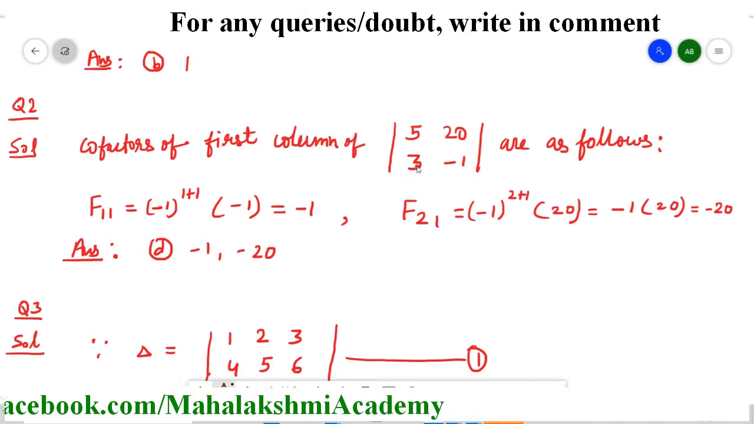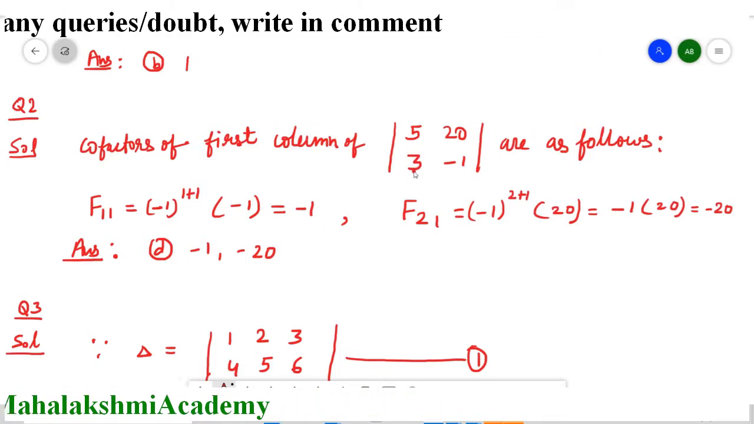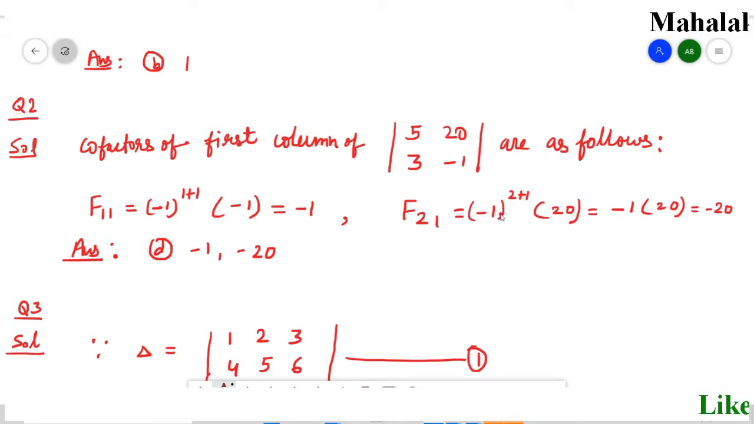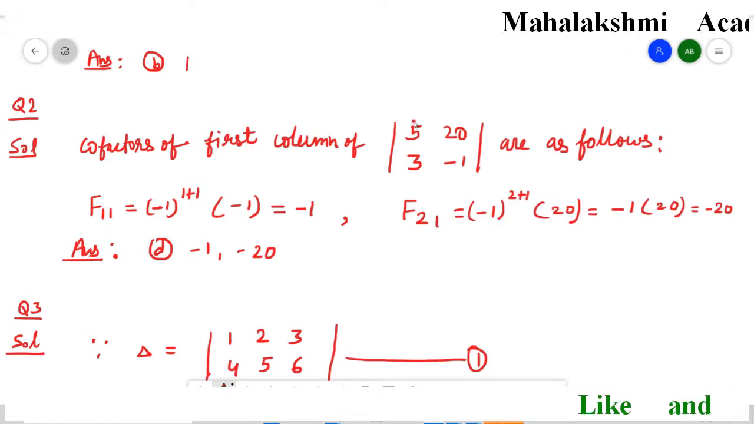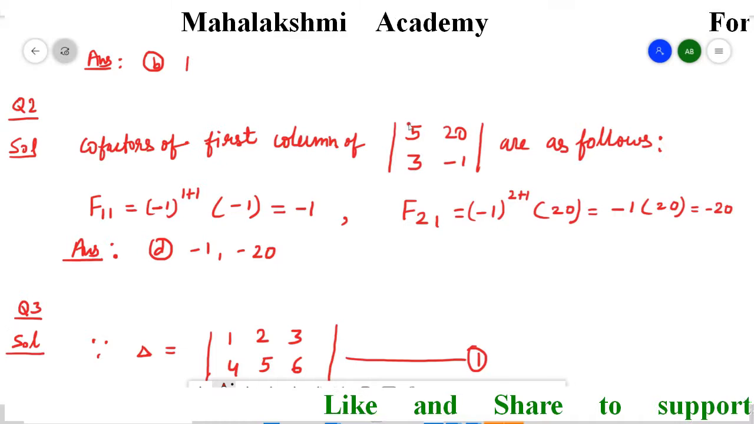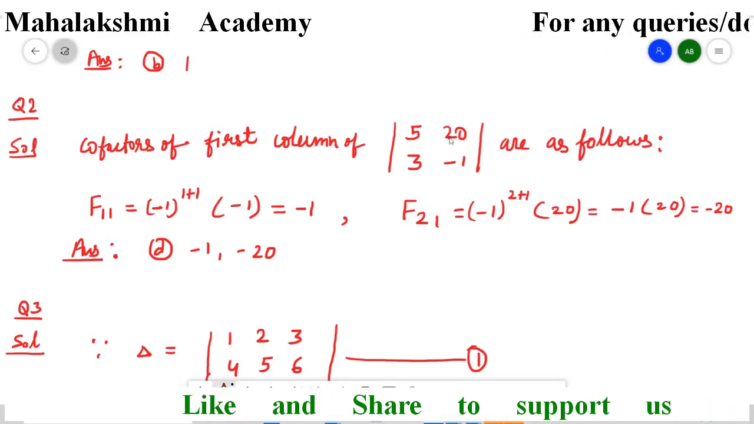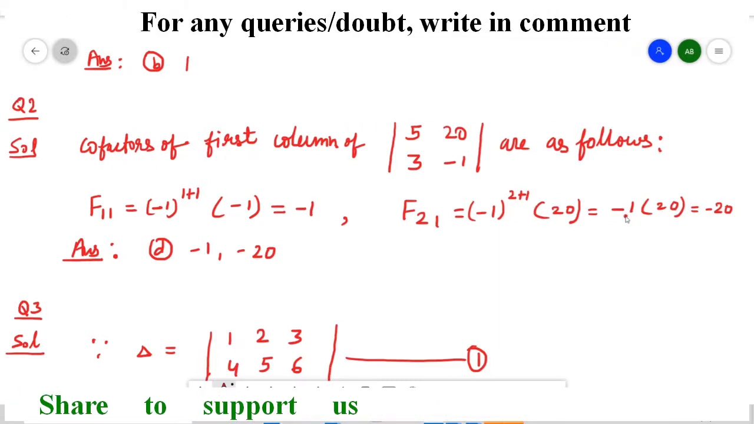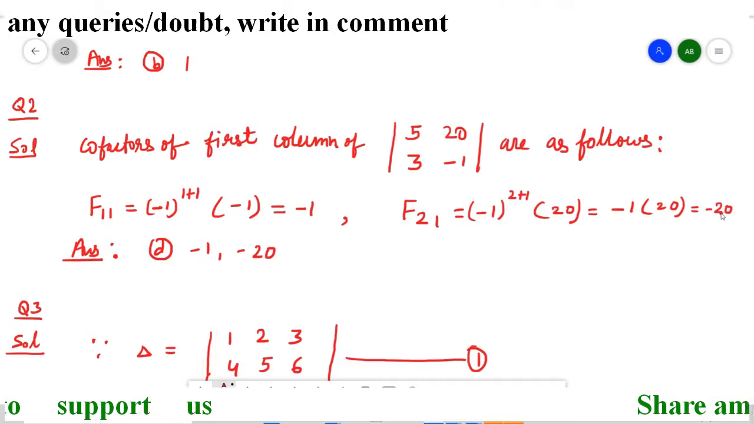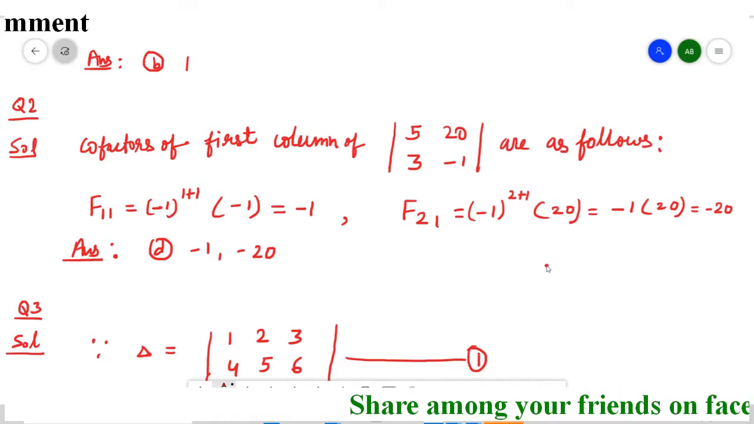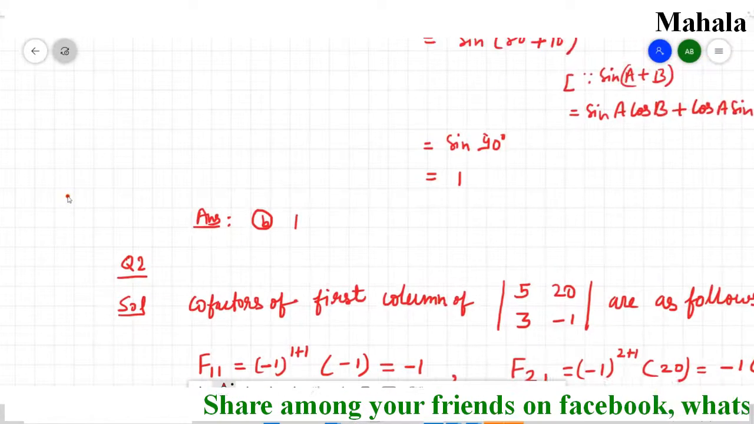In the same way, for the second element of the first column, that is F21, the cofactor is F21. Here we have 2 1, that's why minus 1 to the power 2 plus 1. This we have to use because of the formula, and when we cross the first column and first row, we remain with 20. So that 20 is right here. Because the power is odd, minus 1 will come here, and when we simplify, we get minus 20. So the cofactors of the first column are minus 1 and minus 20.